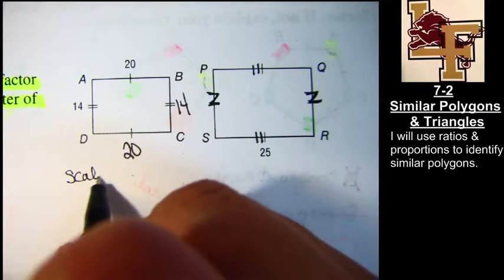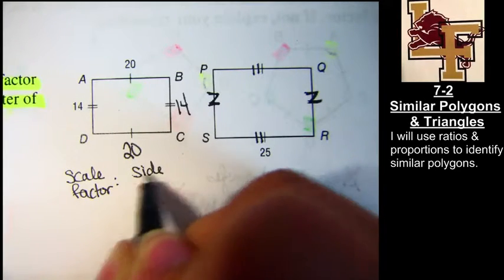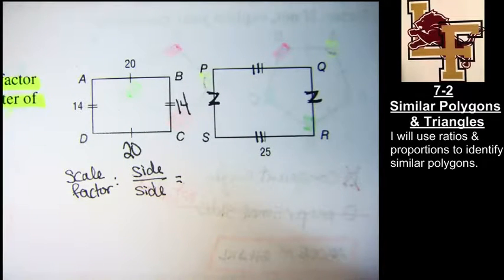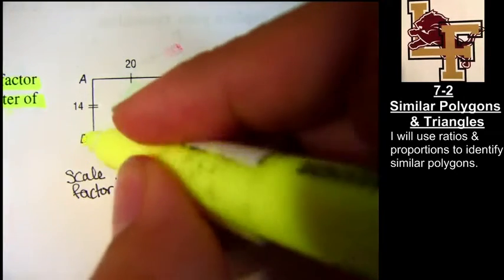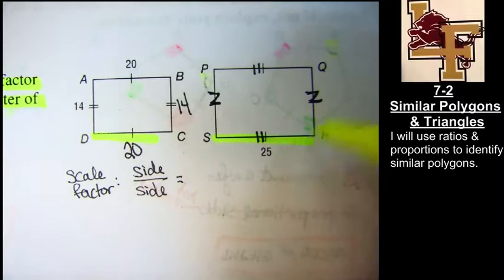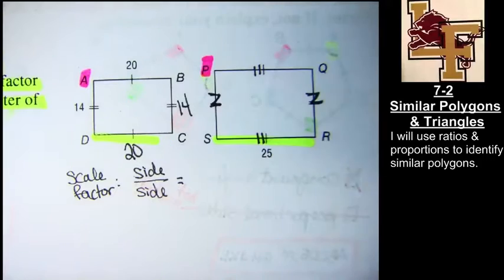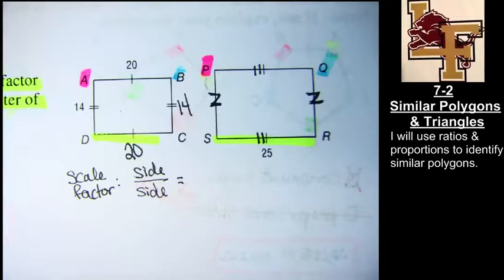To find your scale factor, you're going to do side divided by side. We want side information for ABCD. Looking at these two, I see these are the ones that are corresponding. Because in our name, ABCD, PQRS, A and P are both said first. B and Q are both said second, and so on.